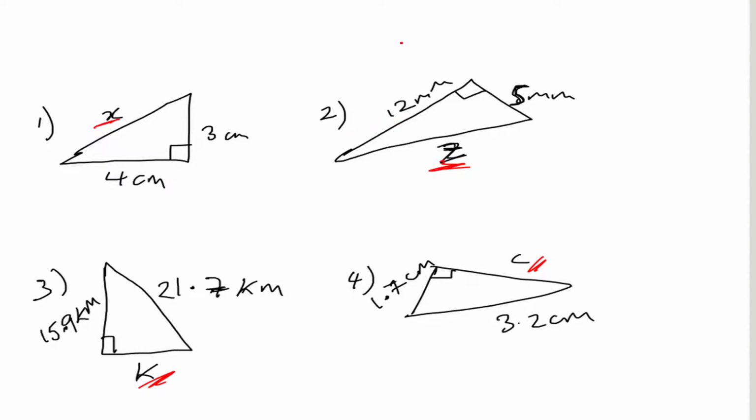So here we are, we've written out a few more questions for you guys. Question 1, you have to work out the length x here. Question 2, the length z here. Question 3, slightly different. You're given the hypotenuse, the longer length, and you have to work out the shorter length k here. And same here, you're given the longer length, 3.2 centimeters here, and you have to work out the slightly shorter length, c. So pause the video, have a go, and then get back to the video and let's go through it together.